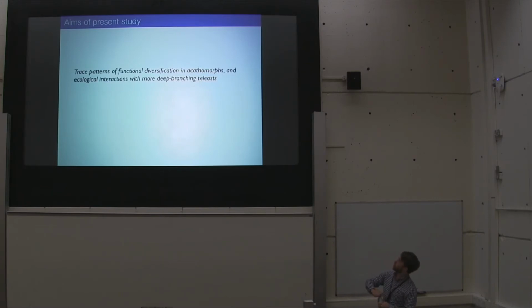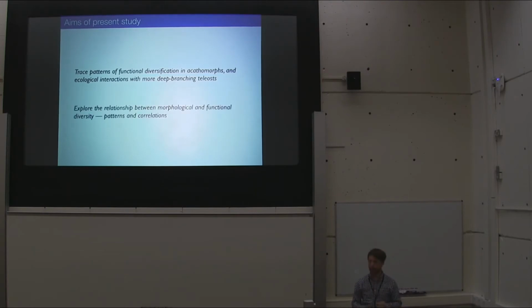So for this talk, I'm going to be using the functional measures that I'll be describing in a moment and three-dimensionally preserved fossil fish crania from this key period in acanthomorph evolution to trace patterns of functional and morphological diversification, and look at the ecological interactions with more deep-branching teleosts. And I'm not going to spend so much time talking about this, but at the end I'm going to touch upon the relation between morphological and functional disparity. So looking at whether morphologically similar taxa are functionally similar, for example, and also whether levels of functional and morphological disparity are linked.